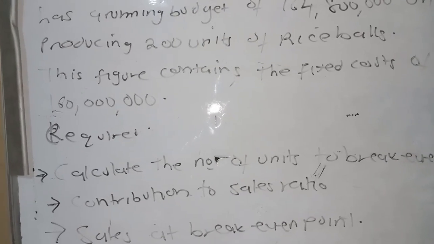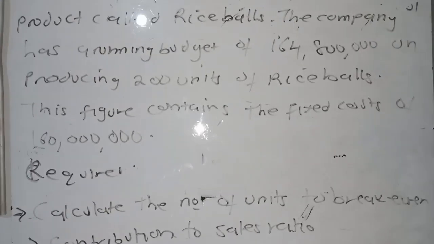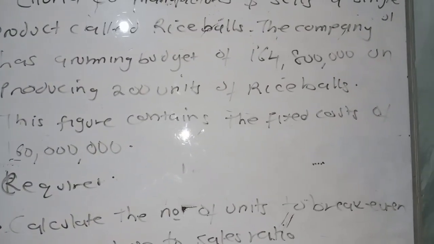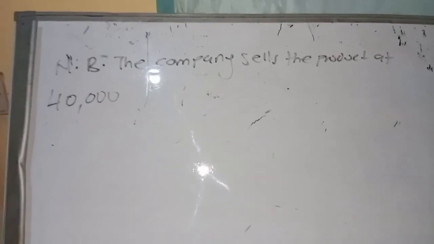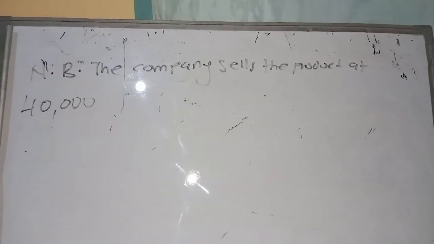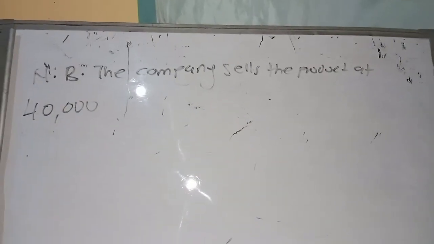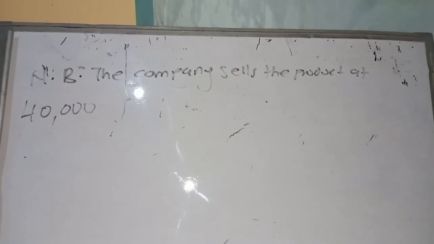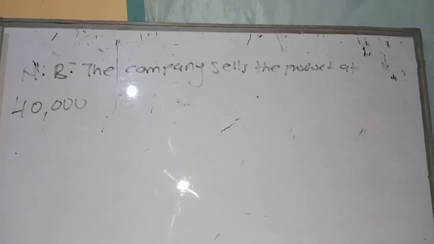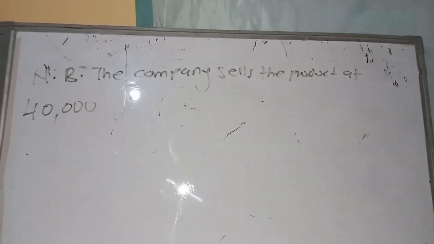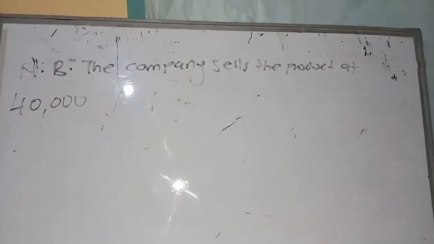That's our tryout question. We want to try this question and see how we apply the algebraic method in cost volume profit analysis. A note to remember is that the company sells the product at 40,000. From there, we look at how the question is solved. Having the selling price, the total fixed costs, and the units produced, we want to find the quantity at the break-even point, the contribution to sales ratio, and the sales figure at break-even point.